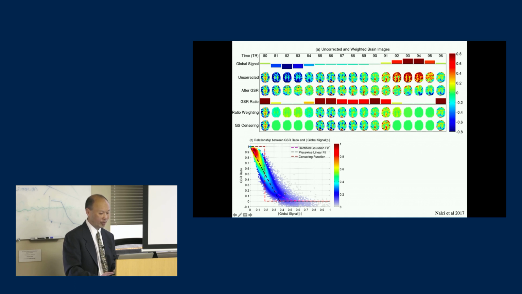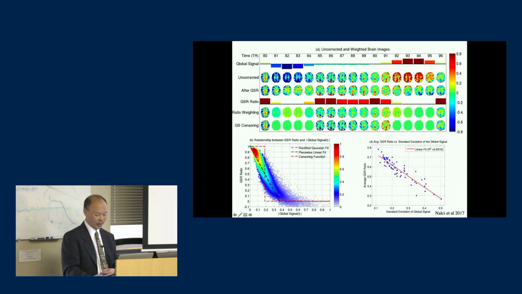So we're almost multiplying by 0. And when the global signal is low, basically global signal regression leaves the data alone. All right? And then downweighting might be approximating with this linear weighting or with this hard threshold, which would be censoring. Okay? So I'll probably skip that slide.